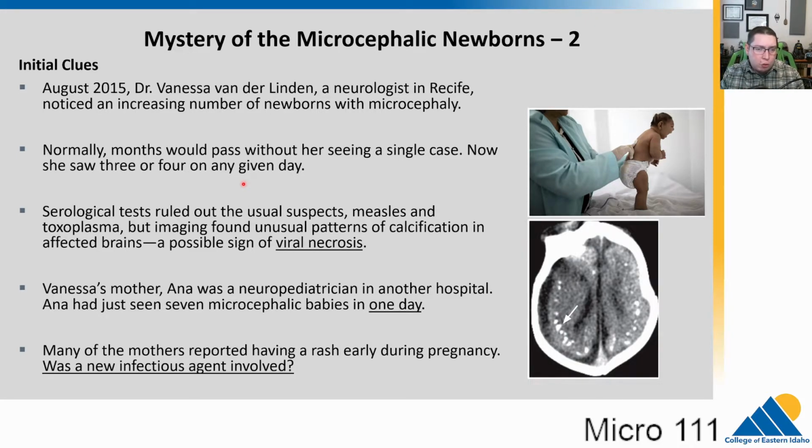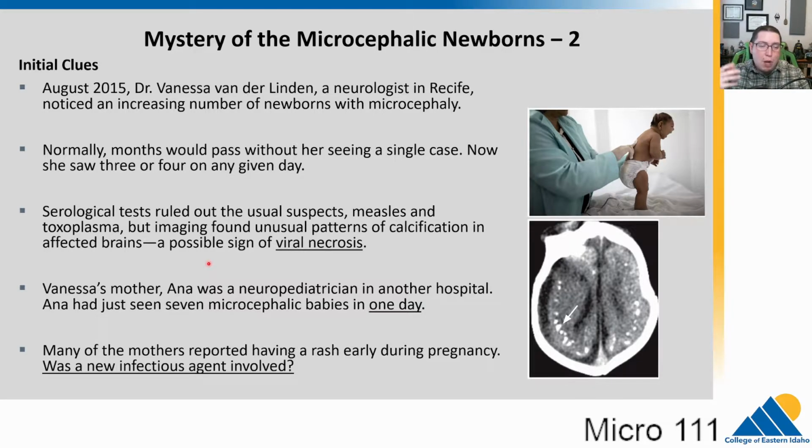So they do serological tests, right? We look for things that would normally cause this: measles, toxoplasma, things like this, but they don't find any causal agent, but they do see a pattern of what we call calcification, which is basically the brain is turning to bone, kind of. It's got calcium deposits in it. This often happens in a condition called viral necrosis. So viruses can cause this. So we suspect a virus.